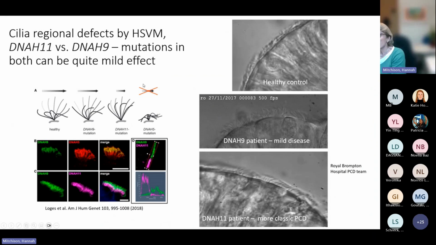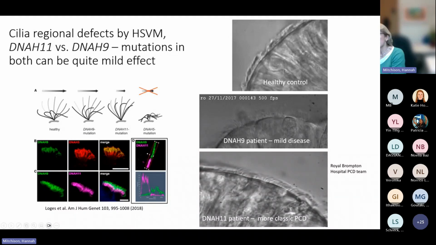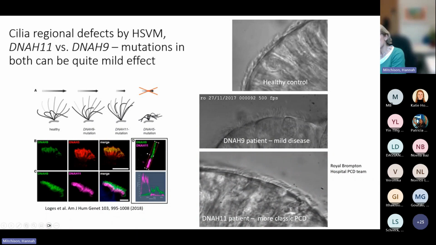So it's quite nice to look at this, and this is work done from the Omran lab, where they visualize this quite nicely. That in a healthy cilium, you have this forward and backward stroke. DNAH5 is pretty much static. DNAH11 and DNAH9 retain quite a lot of movement, but it's not functional movement, and it causes disease.